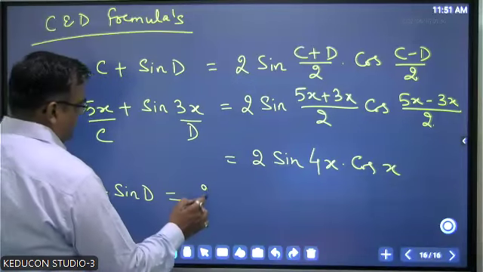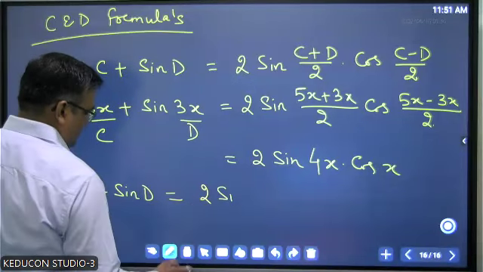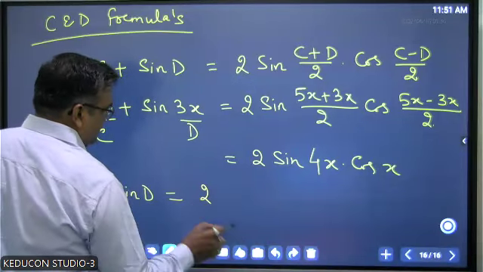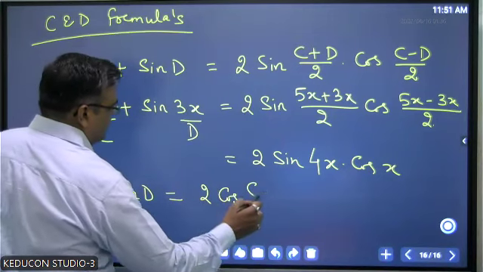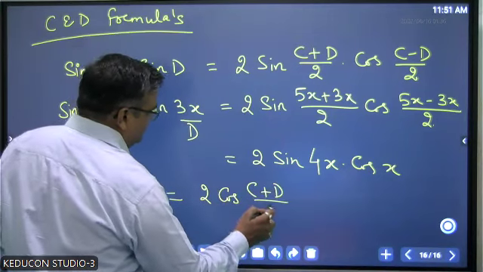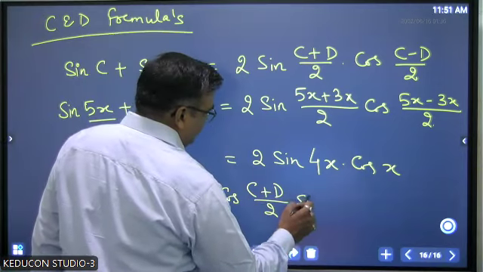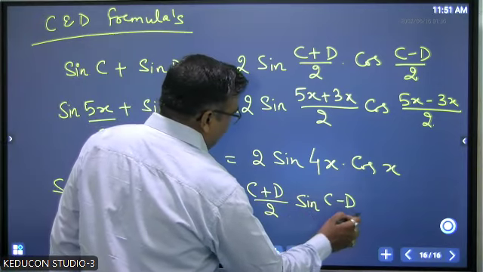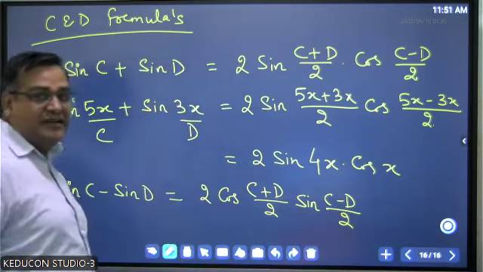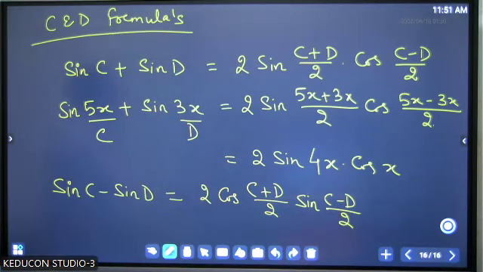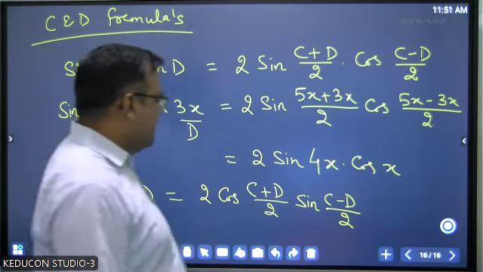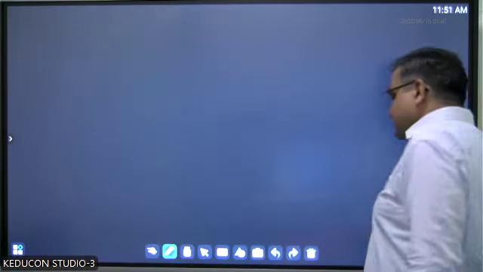This is 2 sin, this is 2 cos C plus D by 2 sin C minus D by 2, right? 2 cos C plus D by 2 sin C minus D by 2, right? So similarly, we have the formulas.